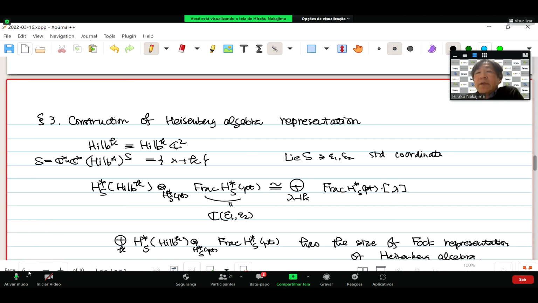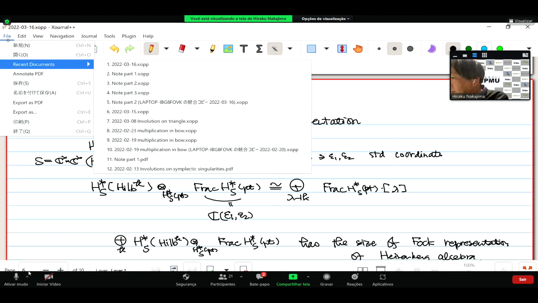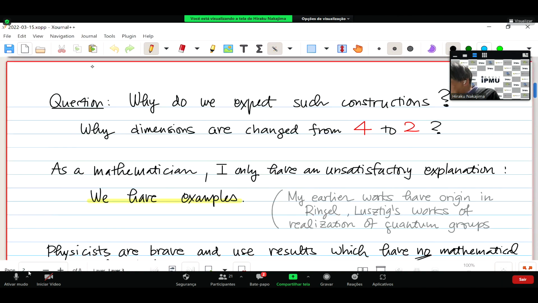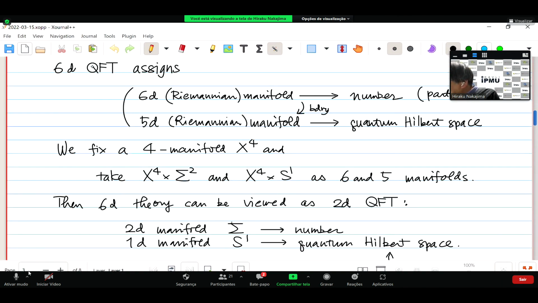In fact, I'm considering S1. I'm taking S1, and I consider the corresponding Hilbert space. Maybe, do you see my note from yesterday? Let me do it. Yes, so I started with a 6-dimensional theory, and for a 6-manifold, you assign a number, and for a 5-manifold, you assign a vector space.